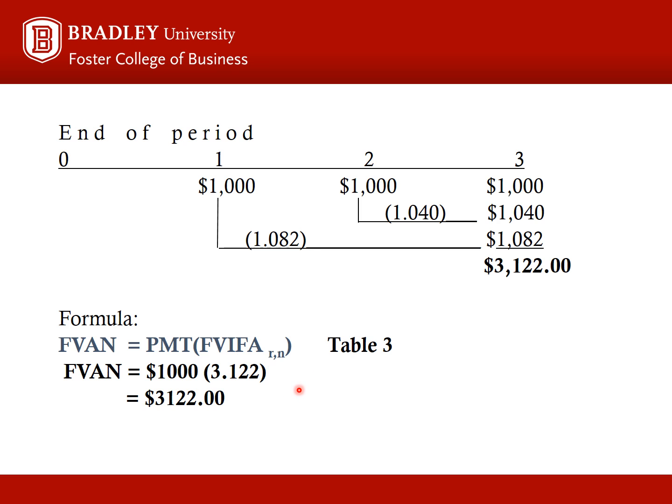So what we would do then is go to table 3 and look at 4% for 3 years, because the interest rate was 4, and we want to find the future value at the end of year 3. And we find that that interest factor is 3.122. So now we take our $1,000 payment, multiply by 3.122, and we find out that the future value of the annuity is $3,122.